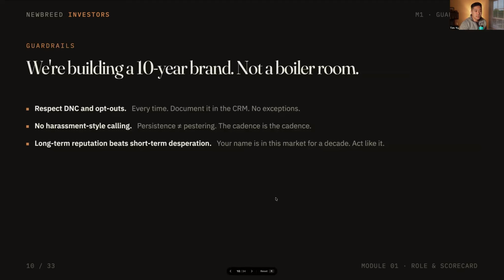Guardrails. At the end of the day, you need to treat your business like a business that wants to sustain for 10-plus years, right? You don't want a business that just wrecks and pillages the entire list and gets a really bad brand. We're about respecting DNC and opt-outs. We do not violate that. Once a seller yells at us or says whatever, just respect it. Just be like, cool, no worries, my bad for bothering you. Mark them on your list as DNC and just move on. Okay, no exceptions to this.